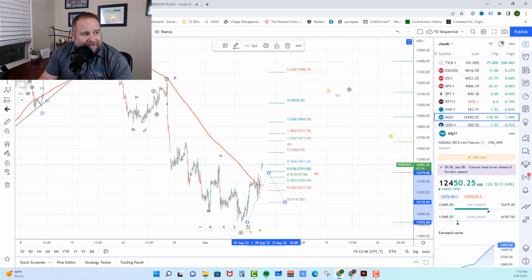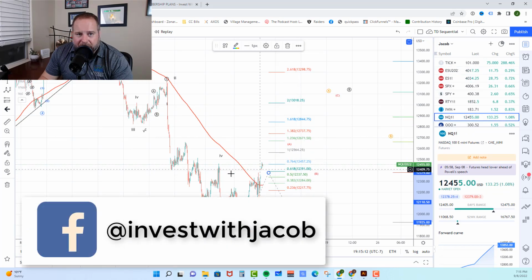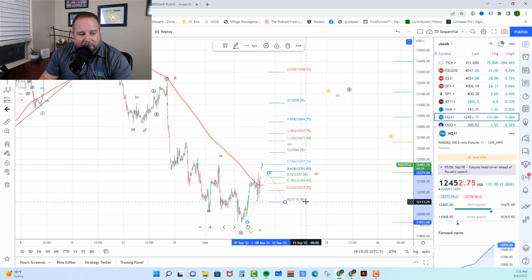Over on the NASDAQ, same type of setup. We're looking for them to push higher over this wave 4 high at 12,461 and up towards 12,564 to complete wave A. If they can't get through this 12,461 area, then we would look for a rejection down below this 12,110, leading us down towards 11,850 to 11,800.